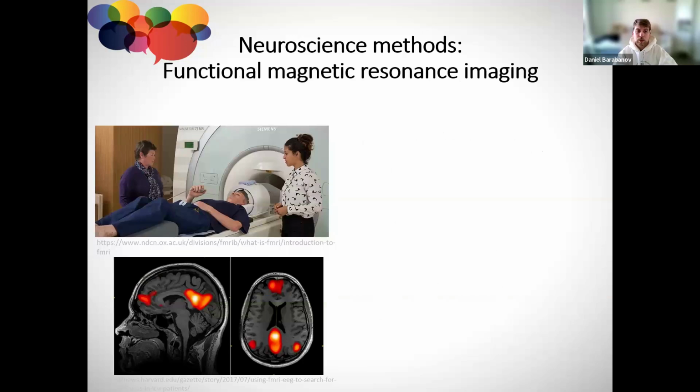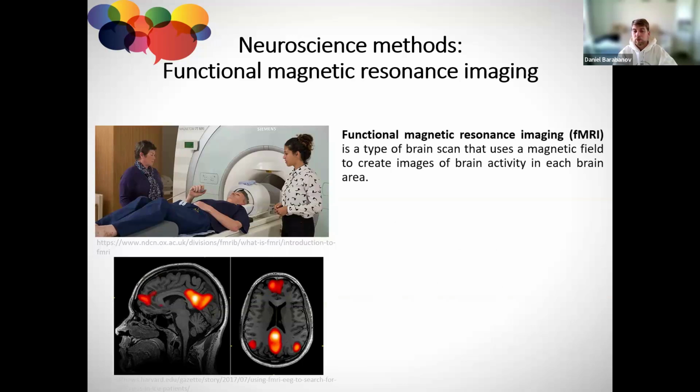The next one, which is more popular and informative, is the so-called functional magnetic resonance imaging, or fMRI. It's a type of brain scan that uses a magnetic field to create images of brain activity. It looks like a big metal tube with a lot of machinery inside, as represented in the picture, and it gives pictures of the brain, as also represented on the slide, showing active brain areas.